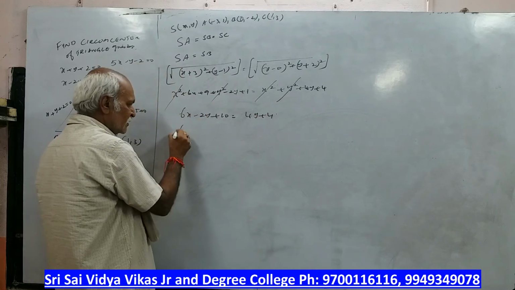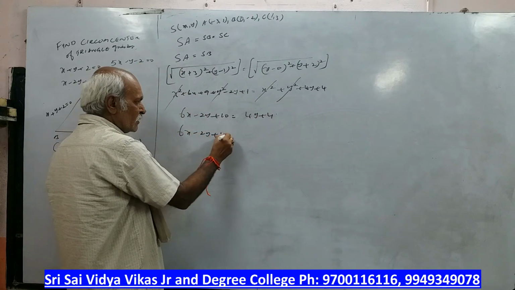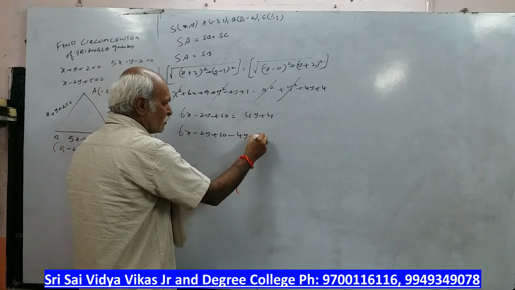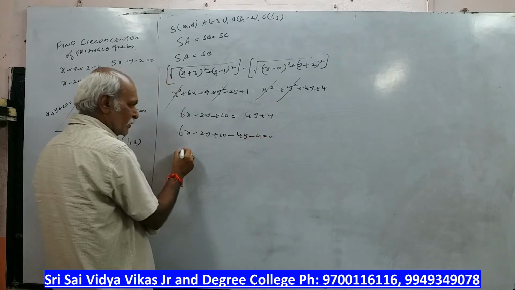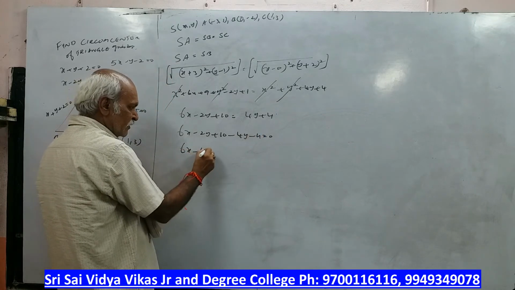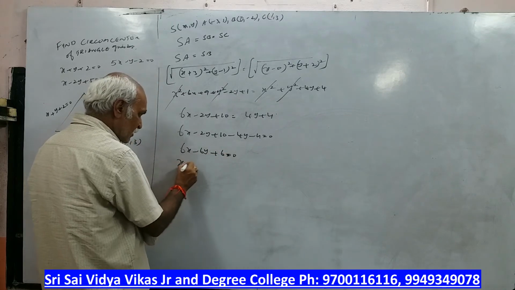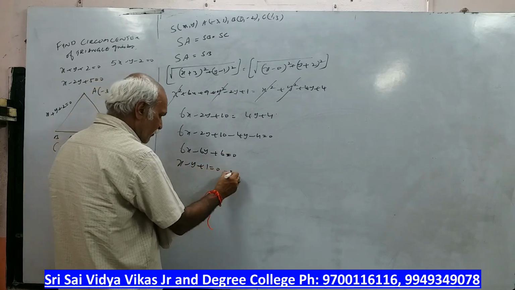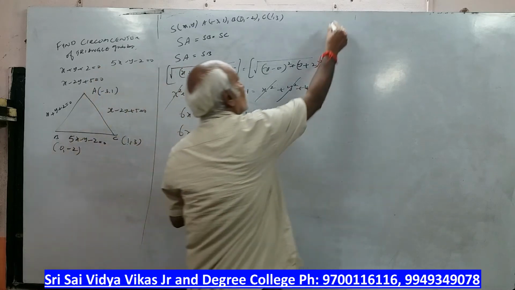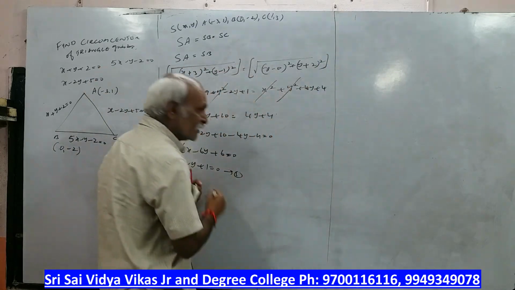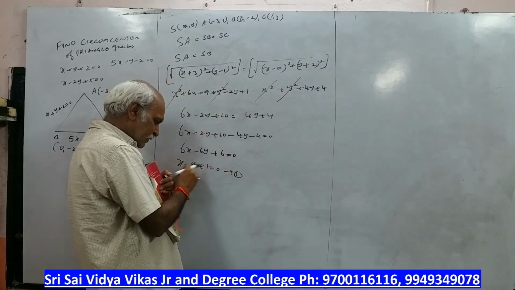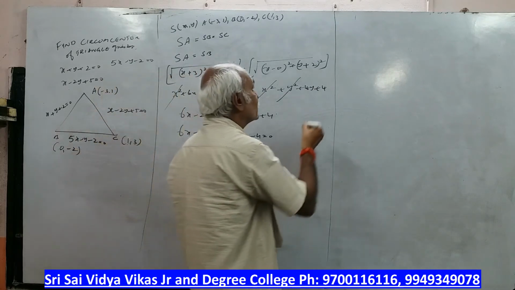So 6x minus 2y plus 10 is equal to 4y plus 4. Bring the term this side. 6x minus 2y plus 10 minus 4y minus 4. So this becomes 6x minus 6y plus 6 is equal to 0. Cancel with the 6 table. First equation. So we got equation here, sir. We did not get a constant like that, here a constant is there. This is the first equation.